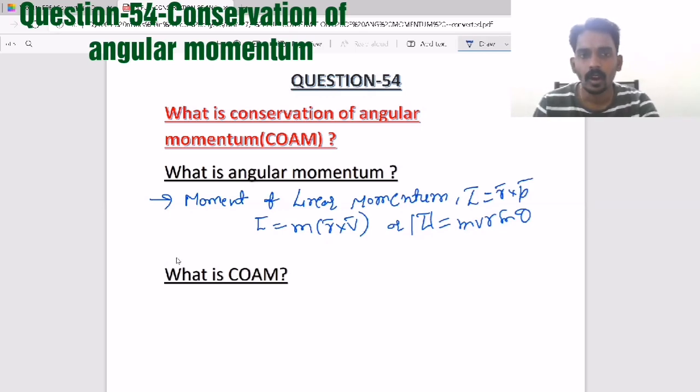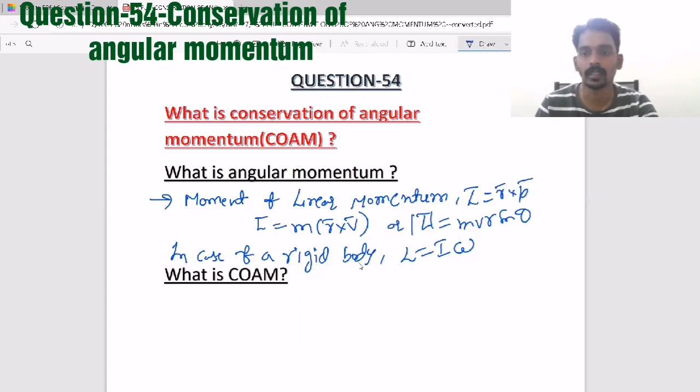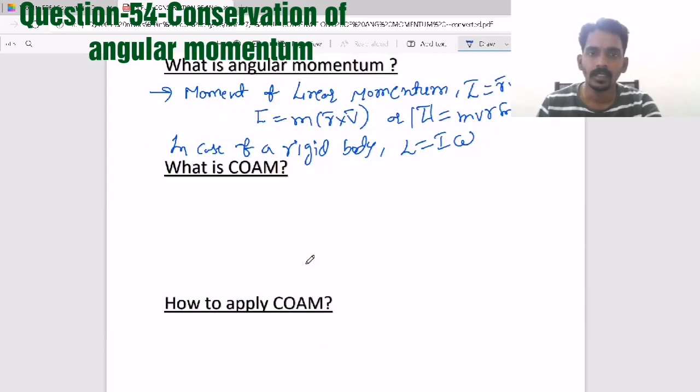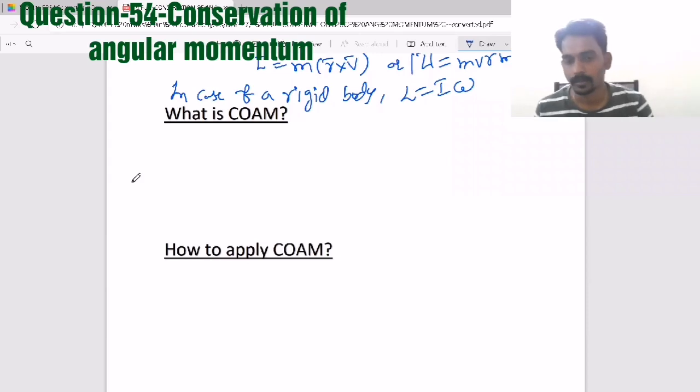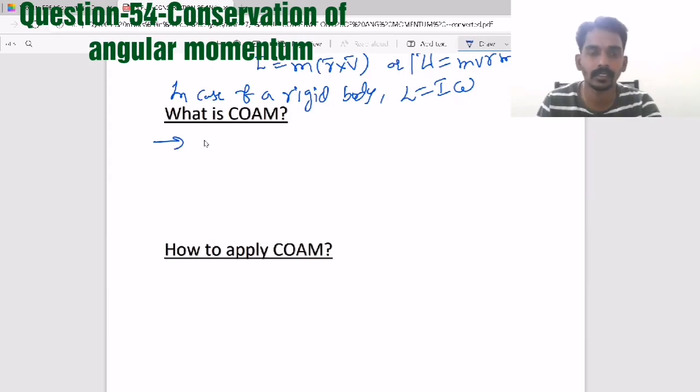In that case, how can we apply conservation of angular momentum? In the case of a rigid body, the angular momentum is I into omega. Now the question is, what is conservation of angular momentum? Then we can understand how to apply it. Torque tau equals dL by dt.